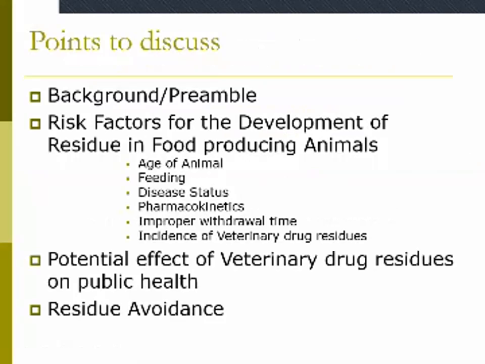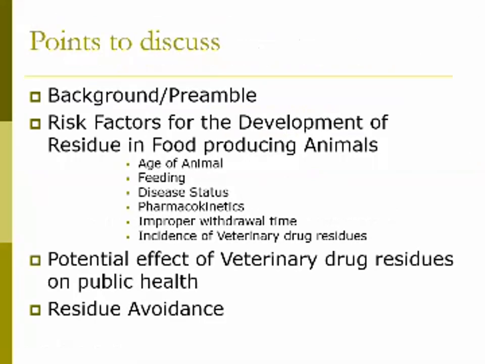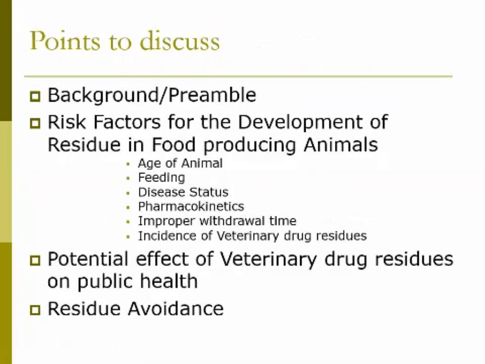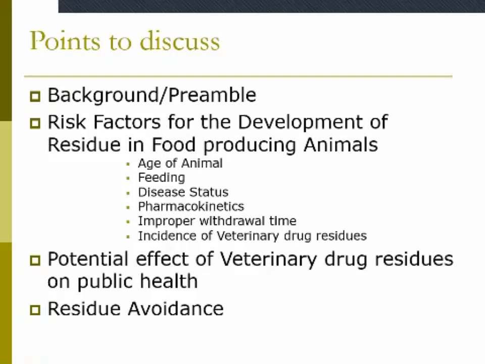Our topic today is drug residues, veterinary medicine in relation to human health. In this lecture, I will be discussing with you, first of all, the background or preamble of this topic, and then which risk factors are involved for the development of residue in food producing animals, and they are listed here. Then the potential effects of veterinary drug residues on public health. And lastly, I will be discussing residue avoidance, how we can avoid the residues in case of food producing animals. So let's start with the preamble.